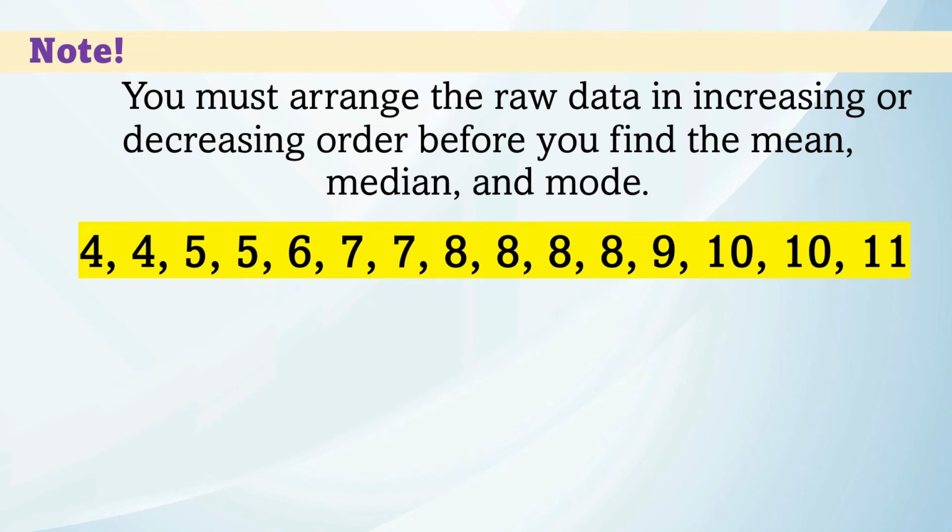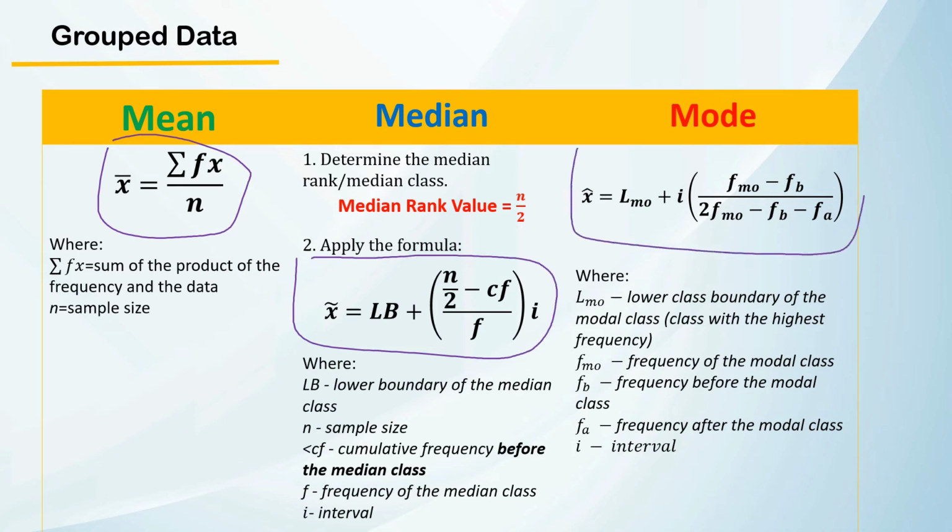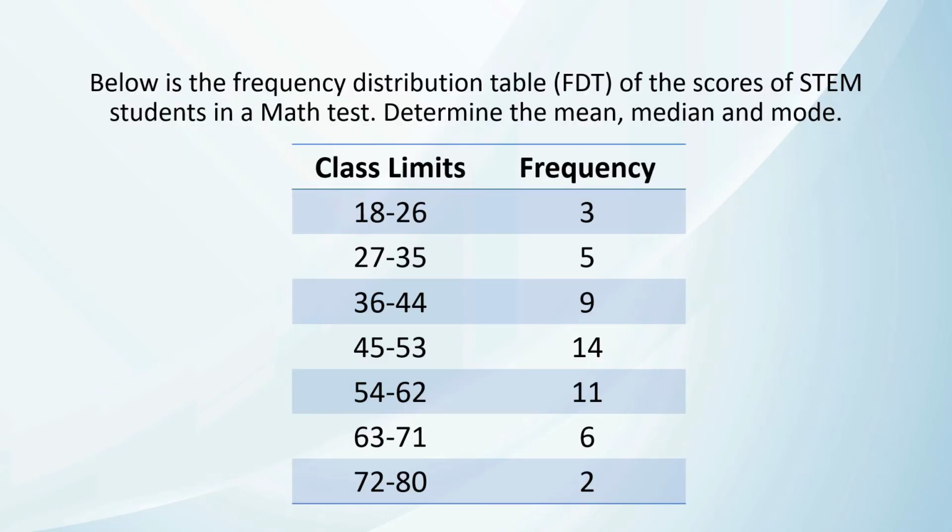Okay, so let's start now with grouped data. When we say grouped data, we also have different formulas. So this is the formula for the mean. This is the formula for the median, and this is the formula for the mode. Okay, so let's have an example. Below is the frequency distribution table of the scores of STEM students in math tests. So you are going to determine the mean, the median, and the mode.